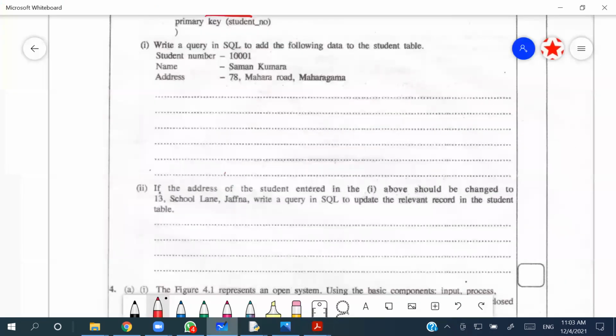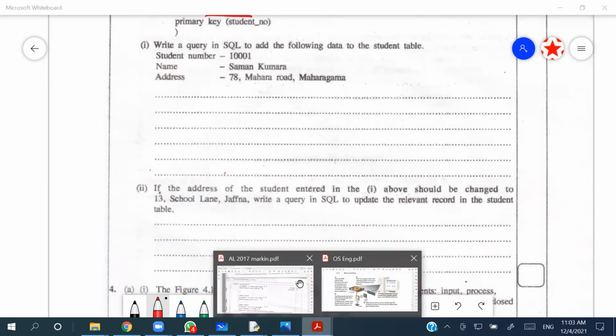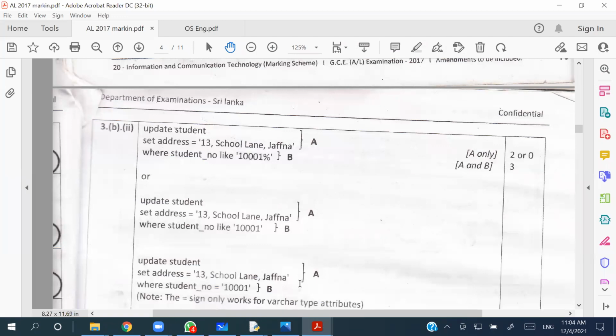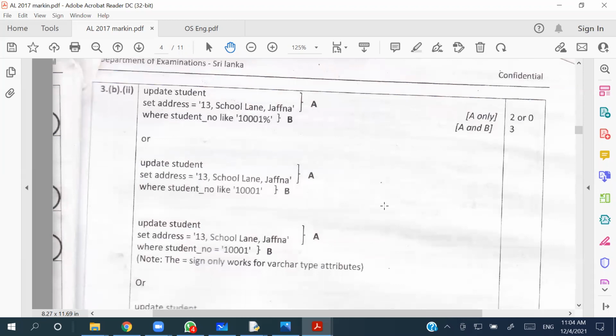And the next one is talking about an update statement. If the address of the student entered in the one above should be changed to 13 School Lane, Jaffna, write a query in SQL to update the relevant record in the student table. So you have to write the update query. You can say update student set address equals this particular address where student number, you can use like or you can use equal. Since it is given directly, we can use equal. So the update part is not going to change: update student set address, and the new address that they are proposing should be in between single quotes. You must have a where clause, where student underscore number equals 1001.